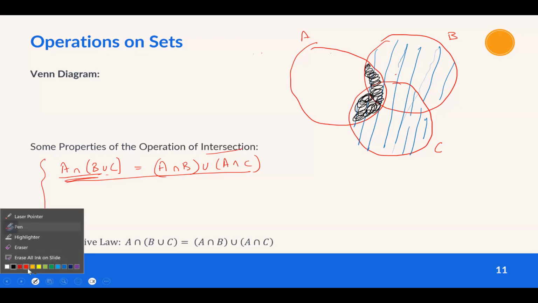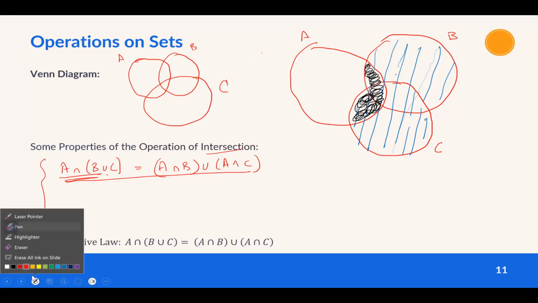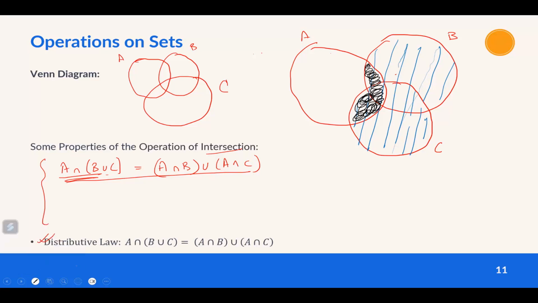Now, if I draw another diagram with these three circles, set A, set B, and set C, so you can see it clearly. We will do first A intersection B. So what is A intersection B? A intersection B is only this region, right? And the next thing is A intersection C. So what is A intersection C? This region, A intersection C.